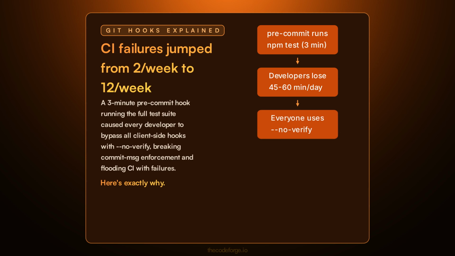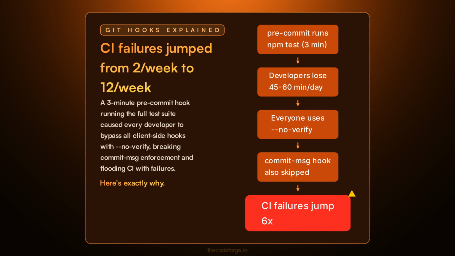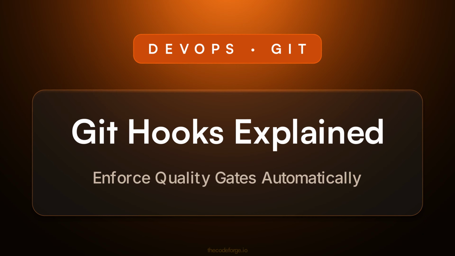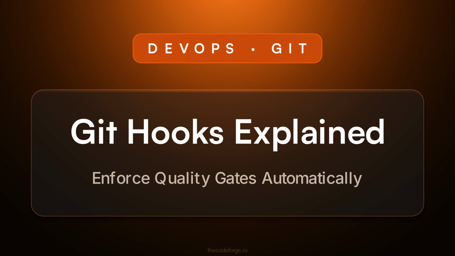CI failures jumped from 2 per week to 12 per week after a pre-commit hook was introduced. The culprit? A 3-minute test suite that made every developer bypass all hooks, including commit-msg enforcement. Let's break down Git Hooks Explained, how it works, and the exact mistake behind that failure.